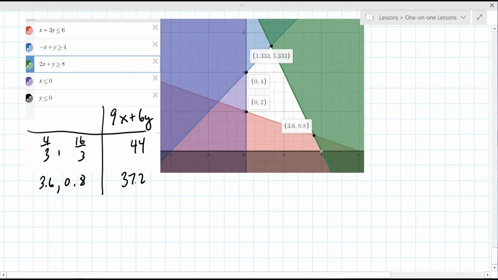That's 37.2. So let's go with the first one here and see what you got. So we got 4/3, comma, 16/3, and that's 44.